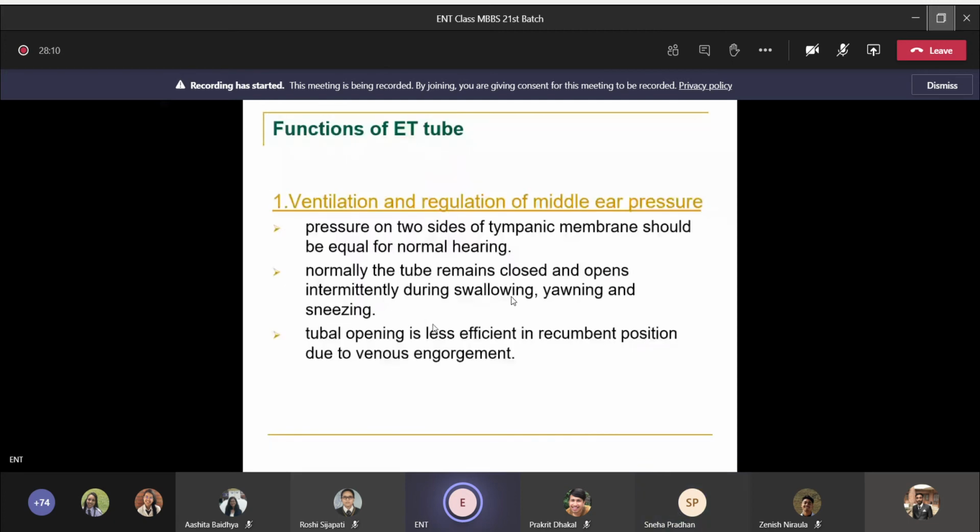Now, function of the eustachian tube. The main function is ventilation and regulation of middle ear pressure. Pressure on the two sides of the tympanic membrane should be equal for normal hearing. Normally the tube remains closed and opens intermittently during swallowing. Tubal opening is less efficient in the recumbent position due to venous engorgement. All of this is poor in infants and young children. That is why there are so many cases of ear discharge in infants and children.